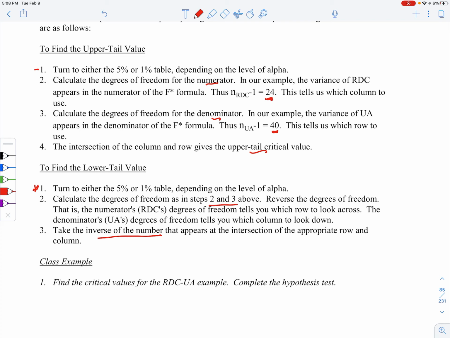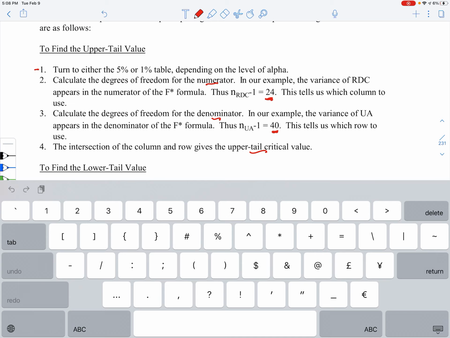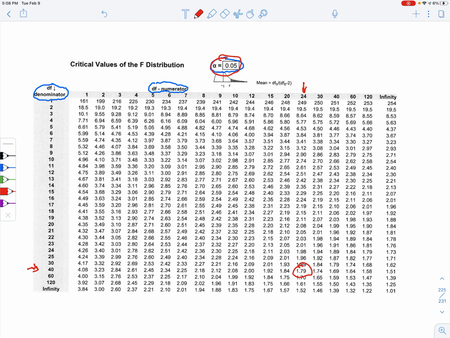So let's take a look at that. We're going to go down here to page 225. So what we do is, instead of looking at 24 and 40, we look at 40 and 24. So in this case, 40 down here, and then we've got 24 here, and that's going to be 1.89. And then what we do is we take the inverse of that. So it would be 1 over 1.89.